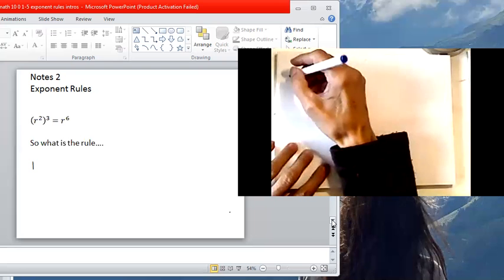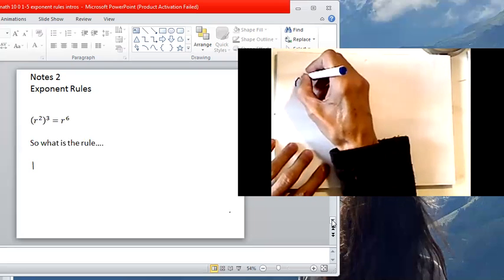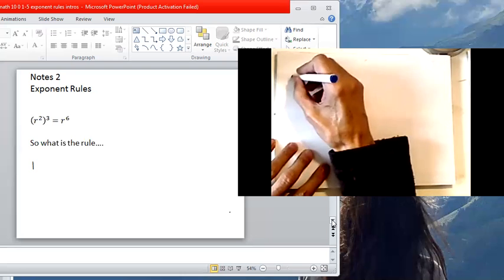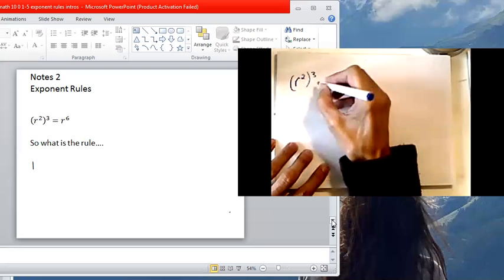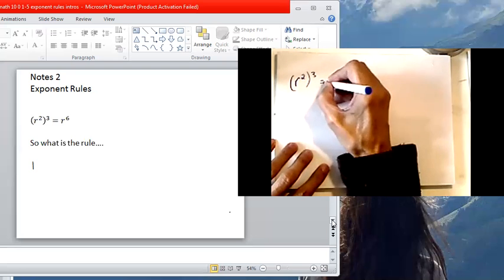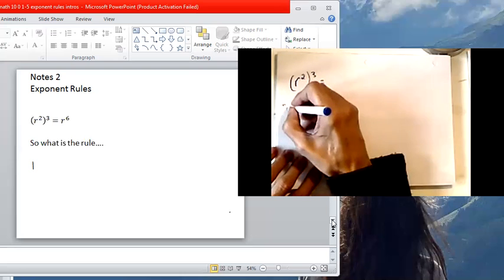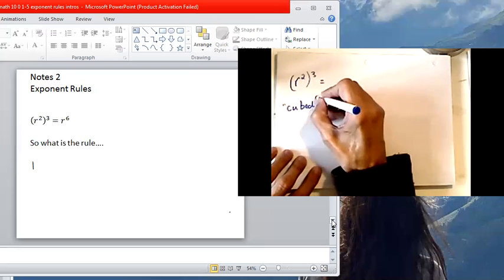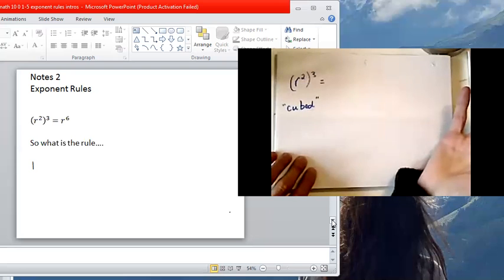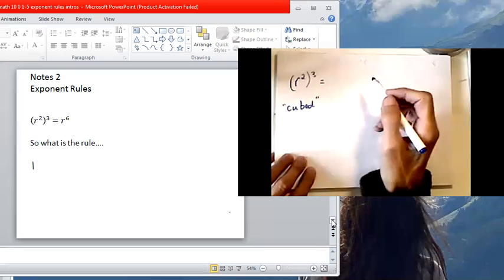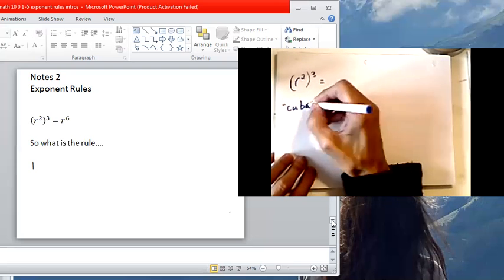Okay, we'll check this out. We're given this here. It's cubed. Cubed means to the power of 3, by the way. That's an E in there, cubed.